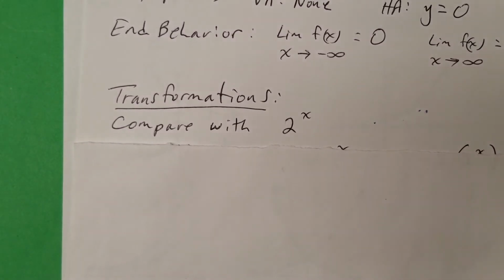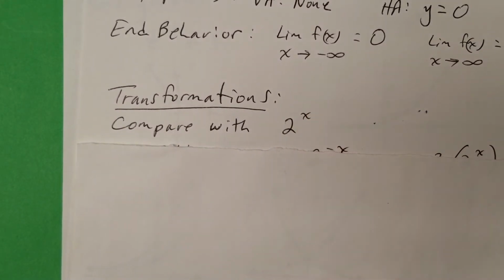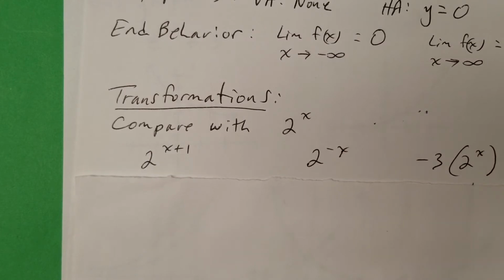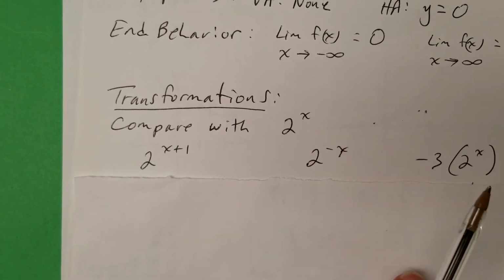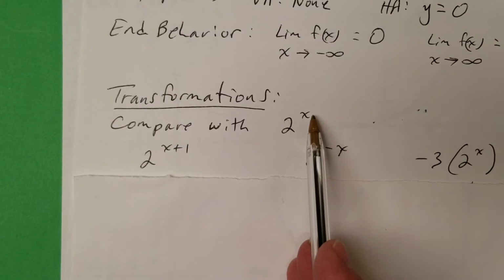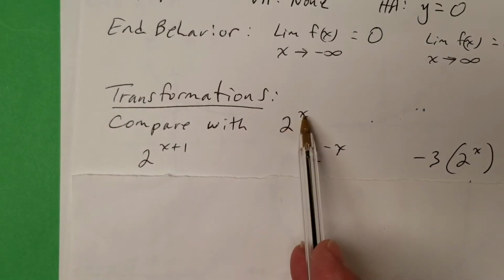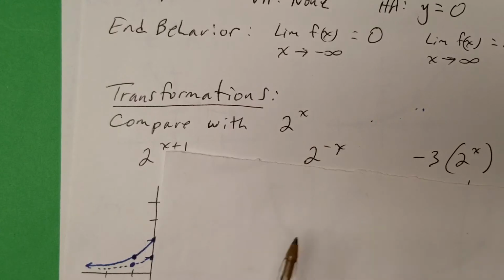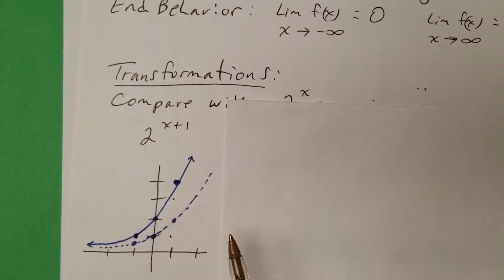Transformations, meaning what if you put numbers around here? What does it do? Well, let's compare it with 2 to the x, for example. What if we put plus 1 here? We know what 2 to the x looks like, but what does 2 to the x plus 1 look like? Right, so here's 2 to the x, the dotted one. It goes through 1, just like we said. What about plus 1? Well, if you look, it goes the same direction but faster.